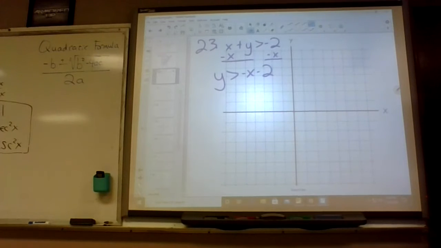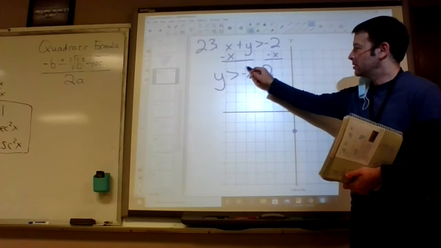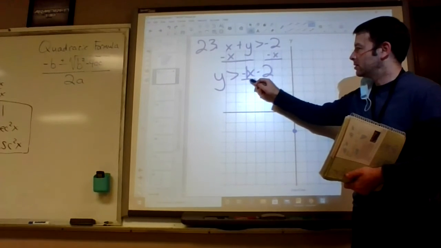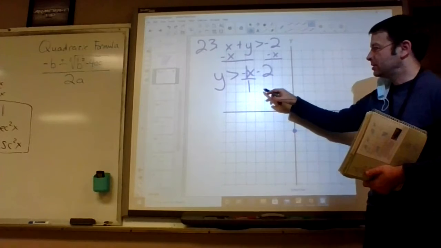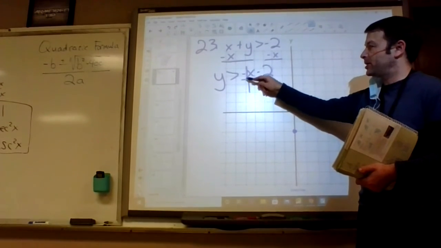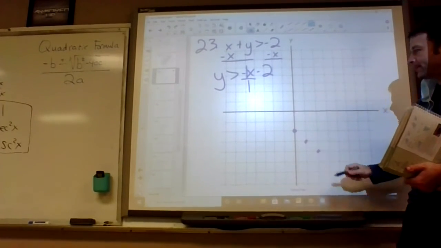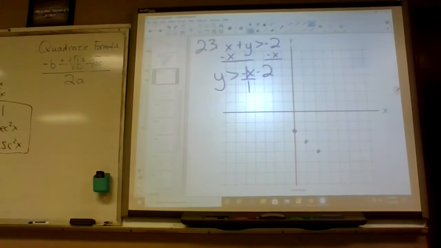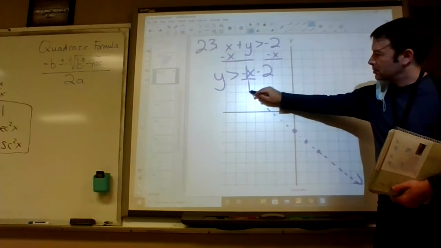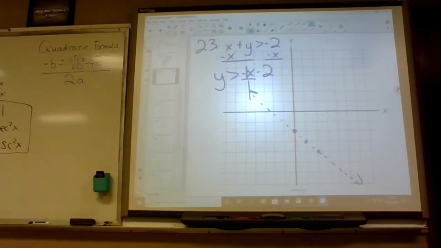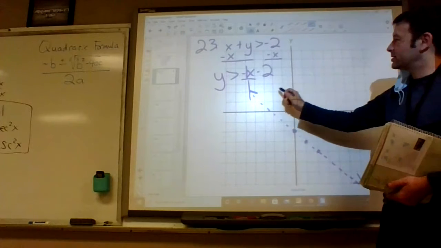Where do I start the graph? Down 2. Where do I go from there? Down 1, right 1. You can't make them both negative, that would actually be like a positive. So down 1, right 1. Remember, negative slopes should be falling, right? Is it dash or solid? Dash. And it's going to be above it. Yeah, y is greater than, so we're above again. We haven't done any less than yet.